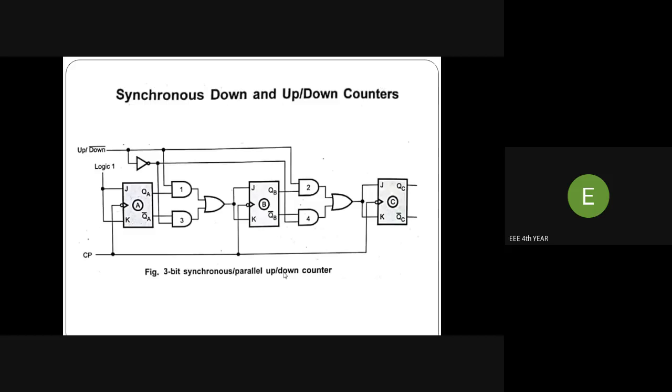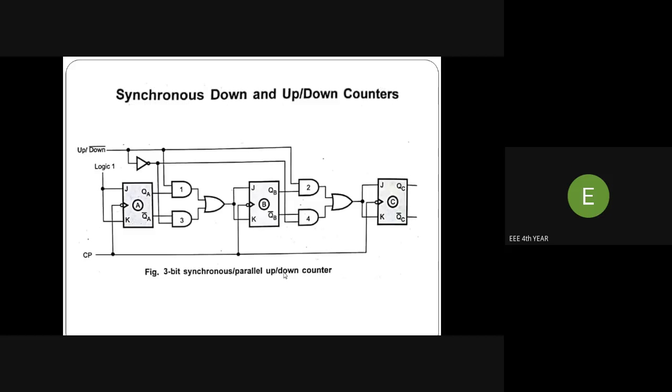In this image, the same 3-bit counter is used, with JA, KA, JB, KB, JC, KC. The J and K values are given as input as high, logic 1. All the flip flops are clocked simultaneously through the clock pulses. When J and K are equal to 1, we have the QA output and the QA bar output. If we need an up counter, we use the QA, QB, and QC outputs. If we need a down counter, we use the QA bar, QB bar, and QC bar outputs.